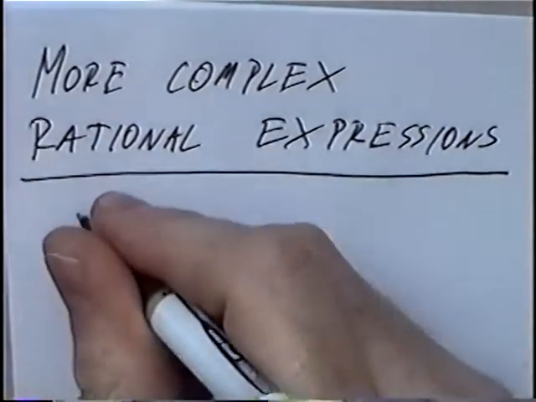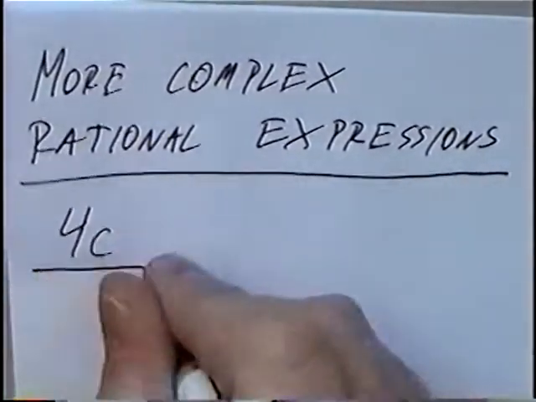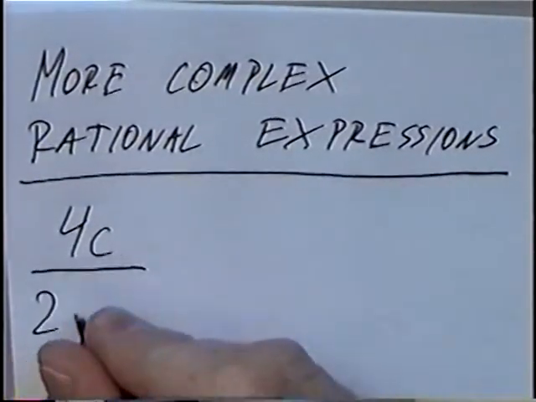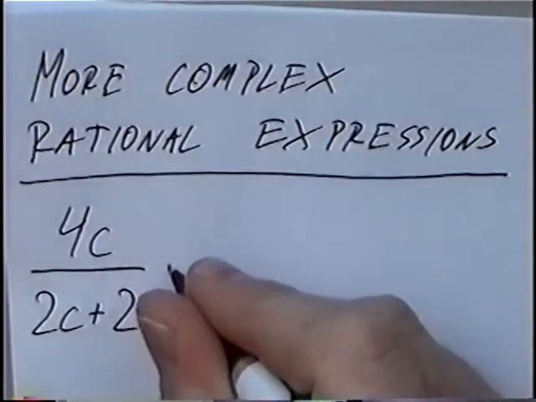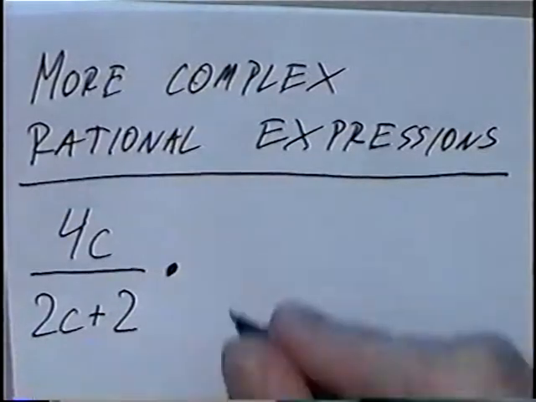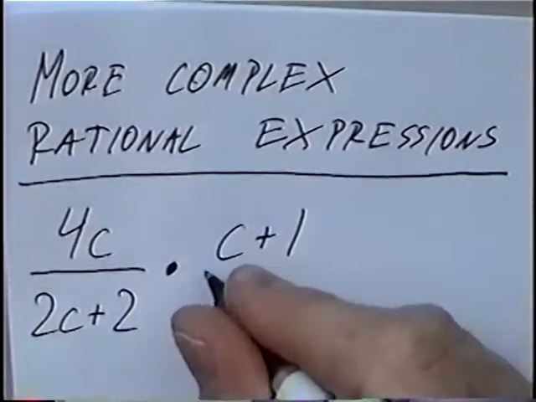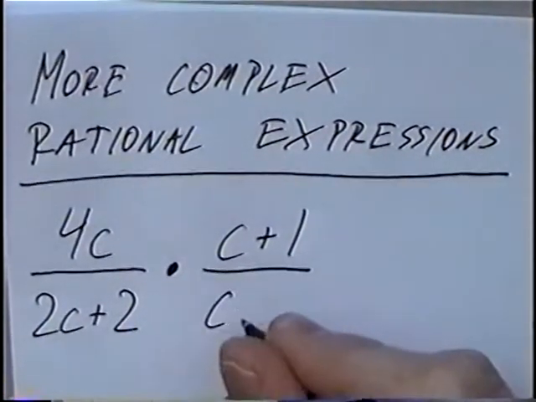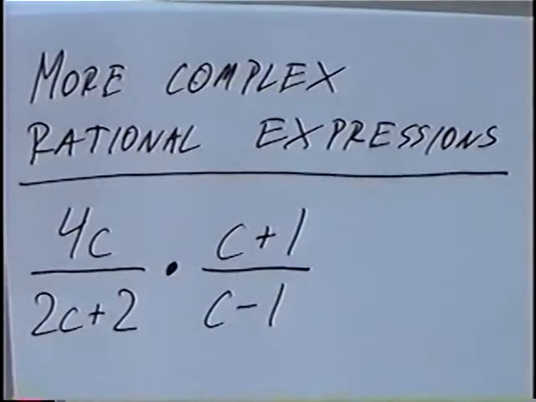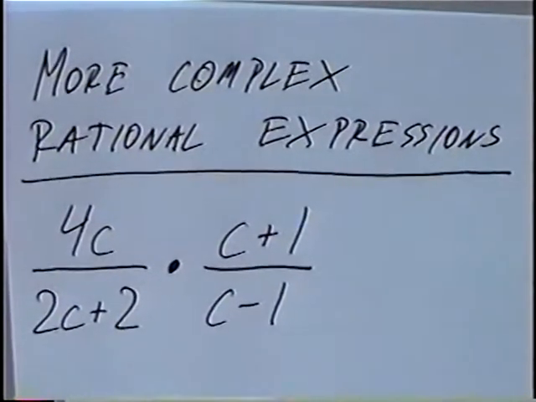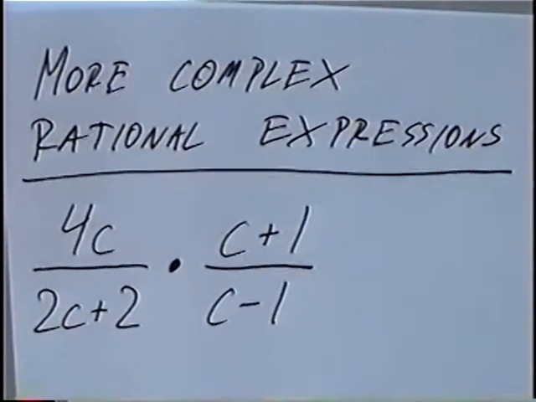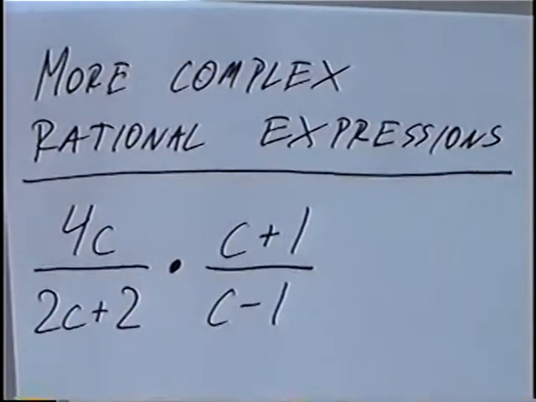First question is 4c over 2c plus 2 times a second fraction c plus 1 over c minus 1. In this question we have two fractions. Both fractions have binomials, which again means two terms separated by a plus or minus sign.